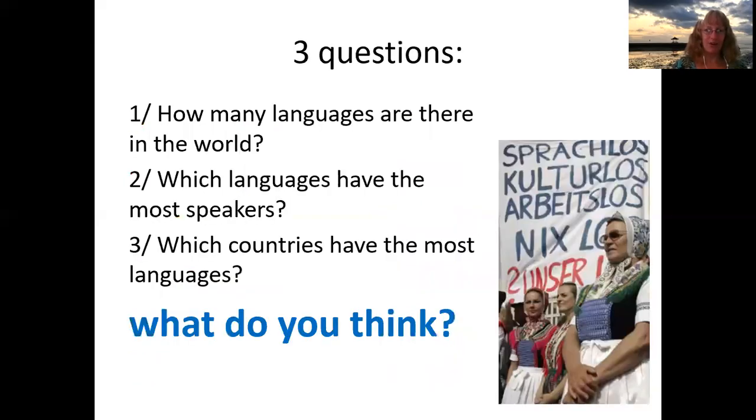Okay, here are the three questions in the right order. What do you think are the answers? Make a few notes or think. Pause the video for a few minutes.